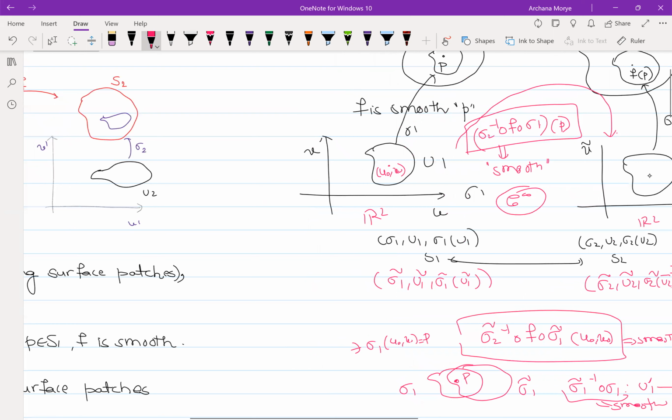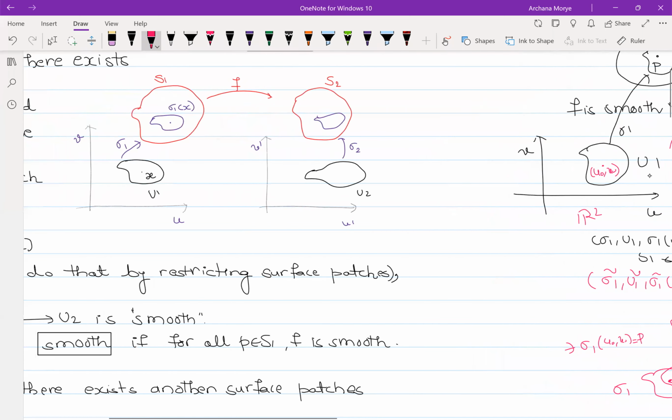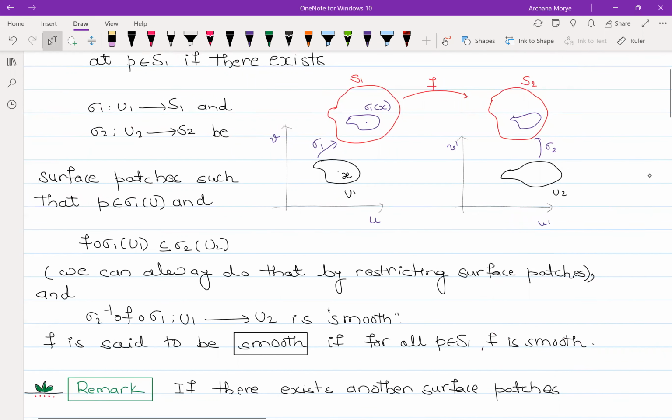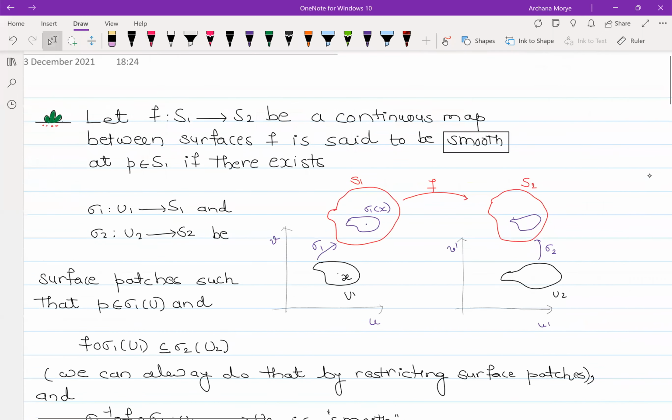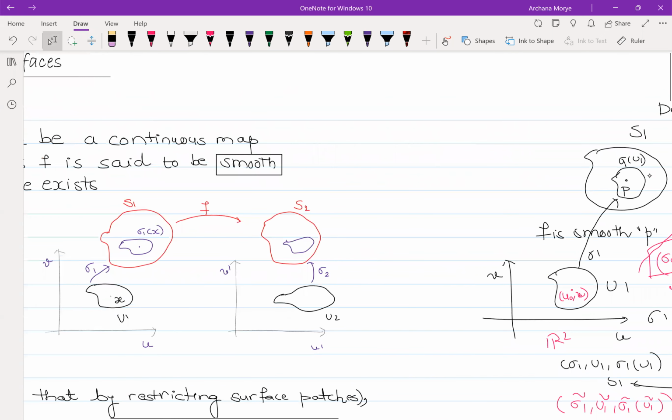Is this clear to you, or shall I read it again? Actually, whatever I have written here, I just made it more precise. Is this definition okay for all of you? Or at least the motivation, then I'll read whatever I have written there.